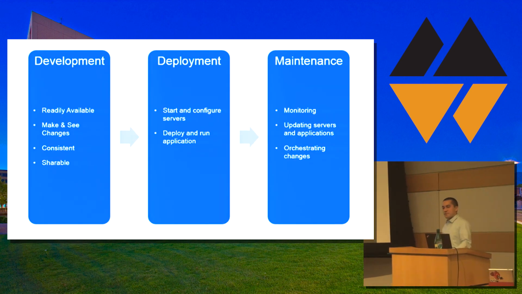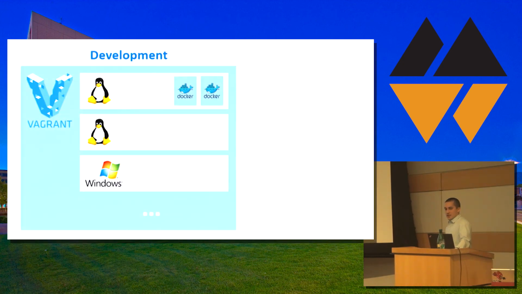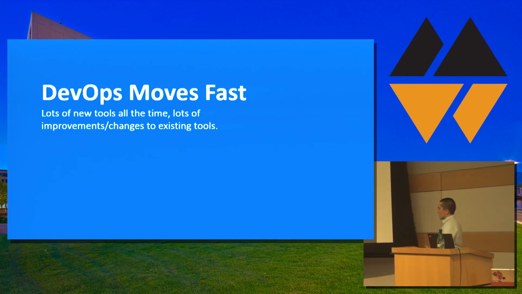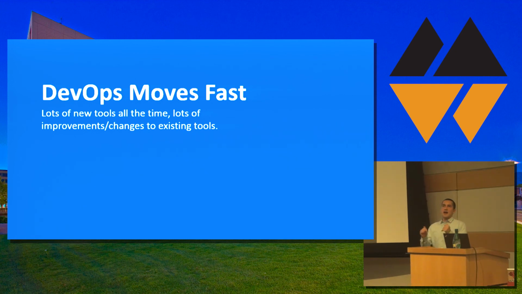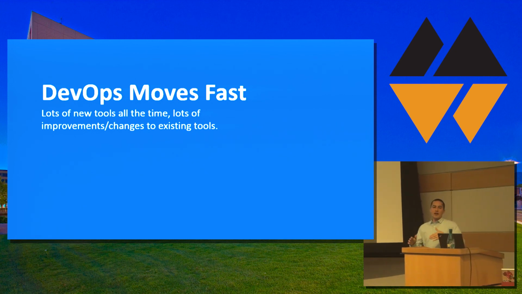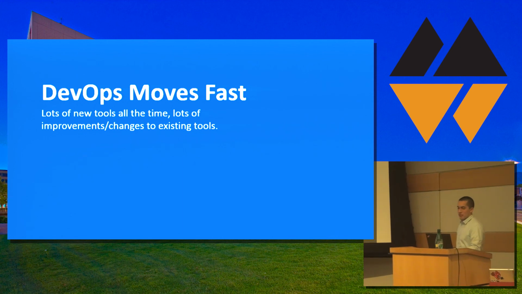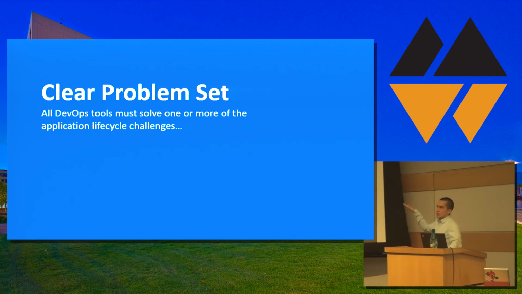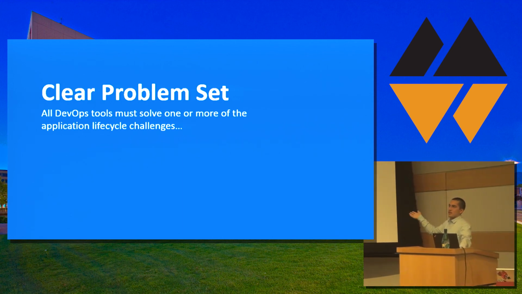Okay. So I'm out of time. The point really of this talk is that DevOps moves really, really fast. And there's a lot of tools coming out now, and they're really interesting. They're all really interesting. But sometimes, especially if you don't work in ops all the time, it's pretty confusing where they apply. But the good news is that there's a really clear problem set of what these DevOps tools solve.